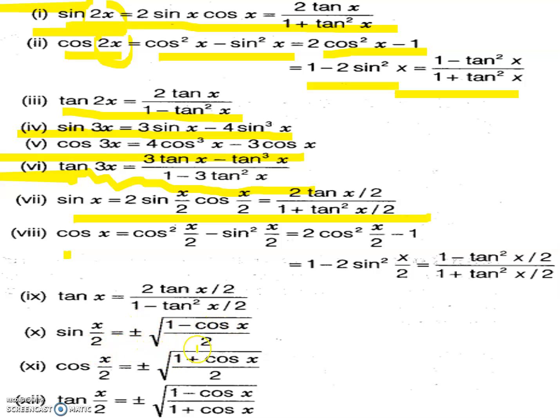Sin x by 2 is plus or minus under root (1 minus cos x) upon 2. Cos x by 2 is plus or minus under root (1 plus cos x) upon 2. Tan x by 2 is under root (1 minus cos x) upon (1 plus cos x). Today's lecture is over.